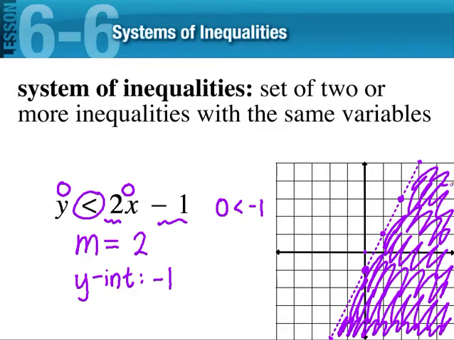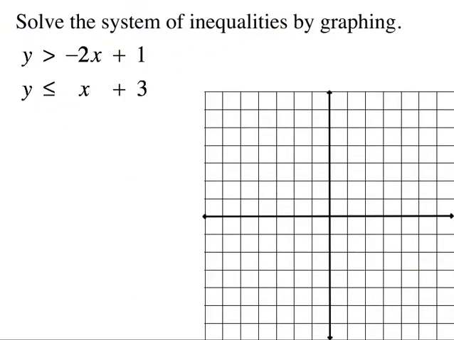Okay. So now we've reviewed how we do one inequality. What we're going to look at is how we can do two. So this is where the colored pencils come in handy. A good rule of thumb is to always start with a lighter color first. We're going to graph y is greater than -2x plus 1. So let's start with that.